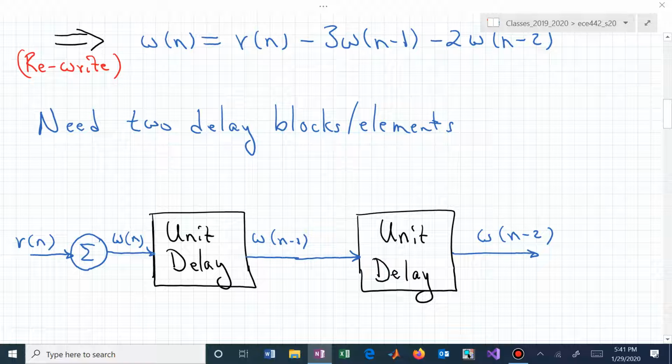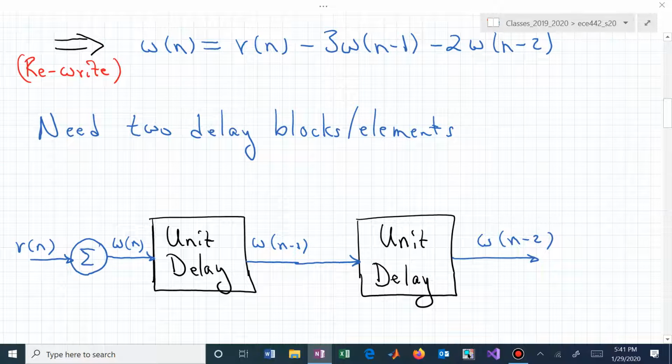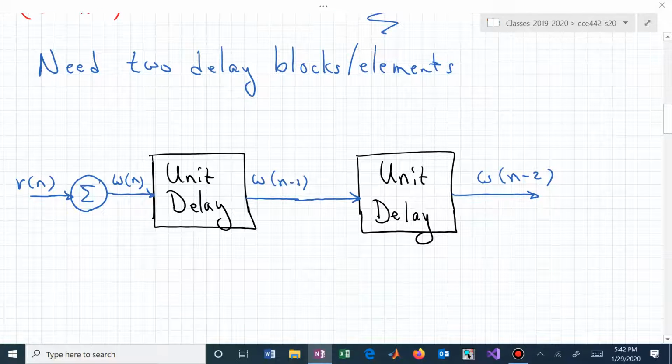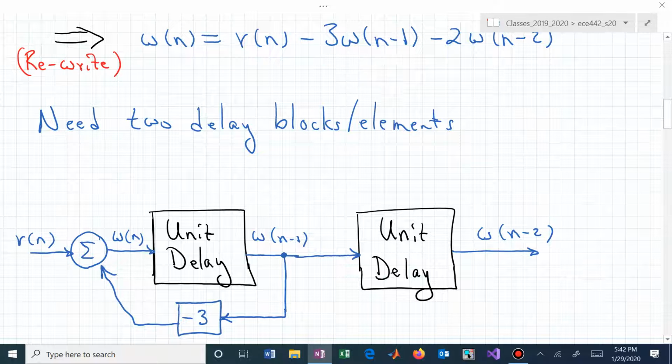We now have all the signals available that we need to produce W of n. We first need to take W of n minus 1 and scale it. Looking at that term, I'm going to scale it by minus 3 so that all my signals going into the summing junction have positive signs. So I have a minus 3 for a scaling factor, or for a gain. I'm going to take as its input W of n minus 1, and the output of that is really the minus 3 W of n minus 1 that I was trying to use as my second signal as an input to that summing junction.